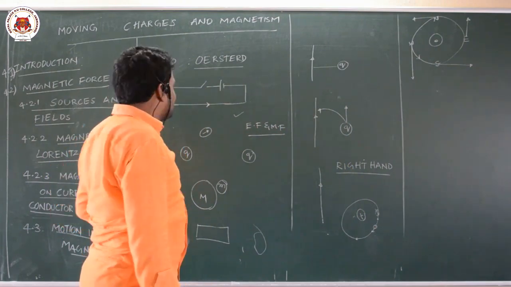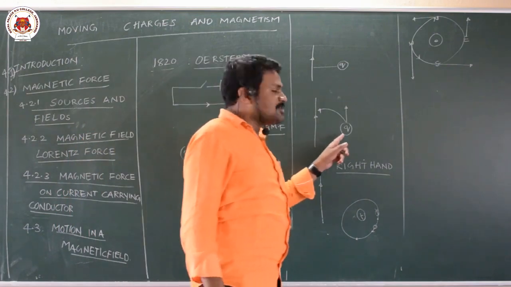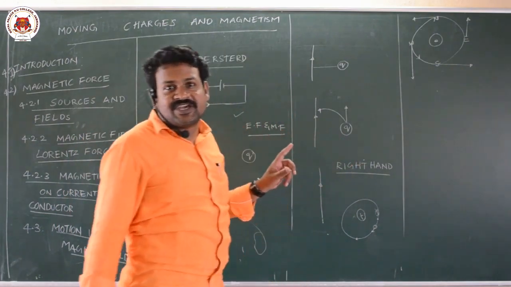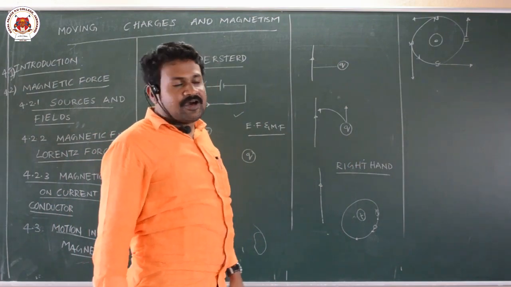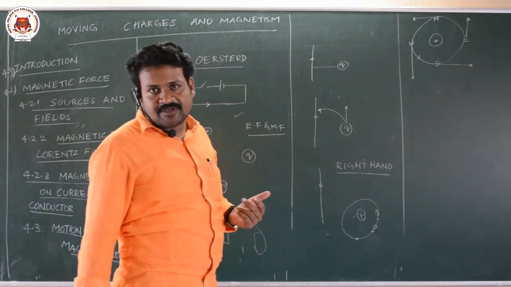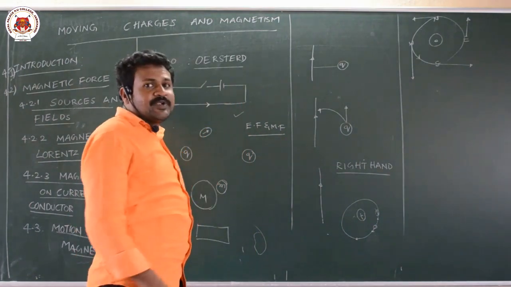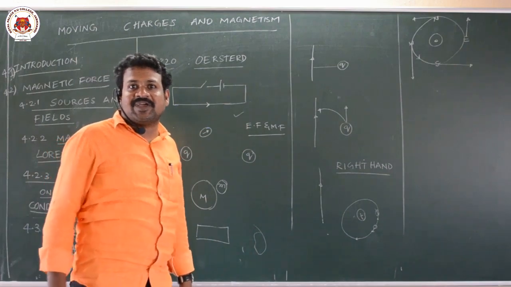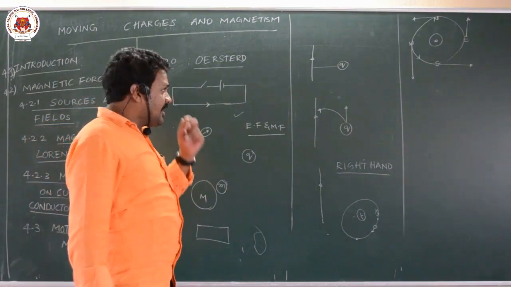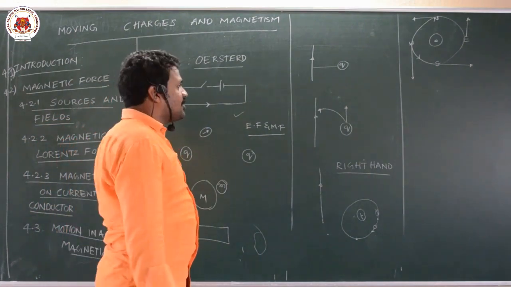And what is magnetic force? Magnetic force is a force which deflects a moving charge, or which changes the direction of a moving charge. Or force divided by pole strength is also called magnetic field. And next, what are the sources for magnetic field? The source is current carrying wire; moving charges are the sources for magnetic field. And next, what we can study is the magnetic field and Lorentz force.